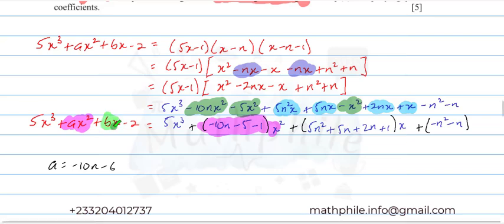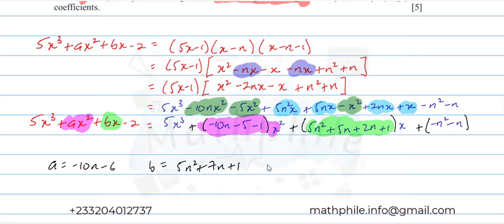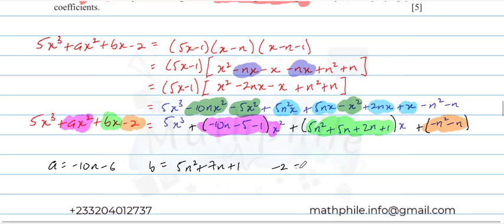Then we can move on to the difference comparison. So we can compare the bx to the ones with x. So I can say that b is equal to 5n squared plus 7n plus 1. Then finally I can compare the ones without a variable to the ones without a variable x. So we've got negative 2 is equal to negative n squared minus n.